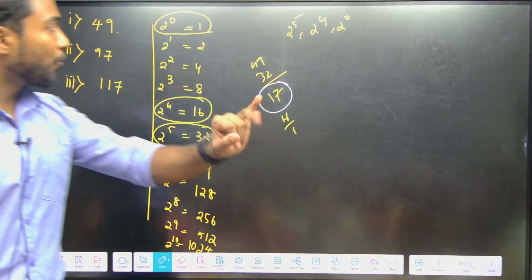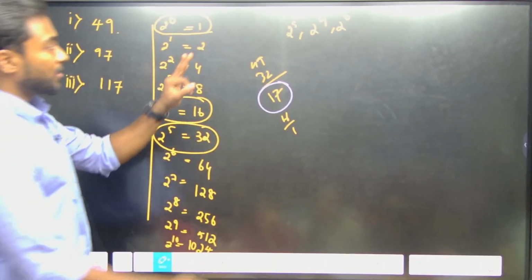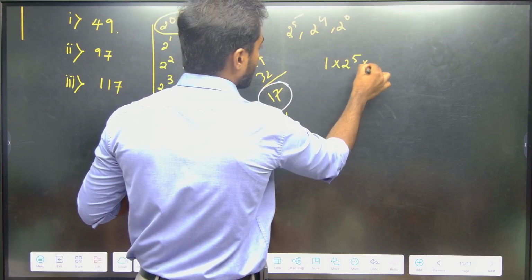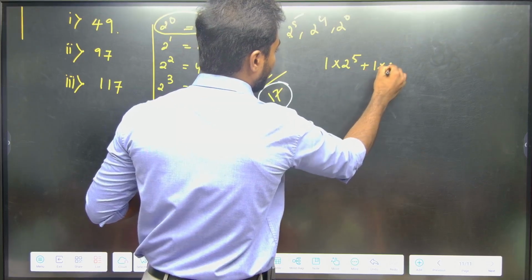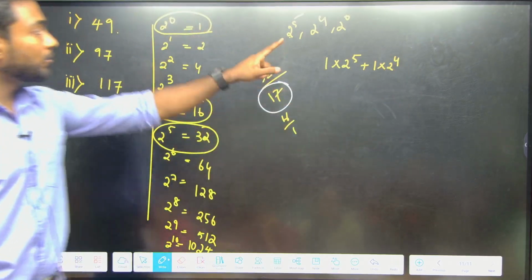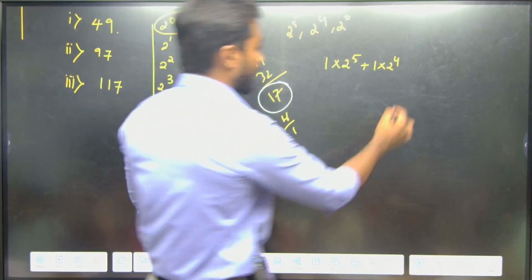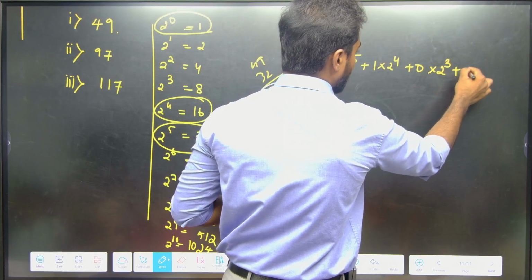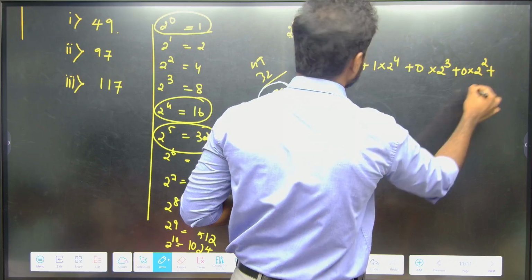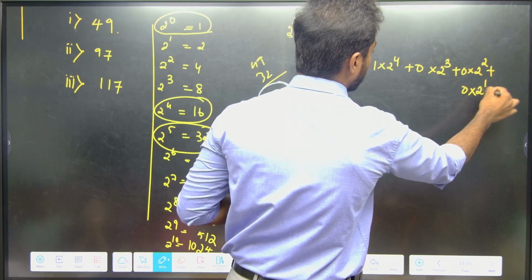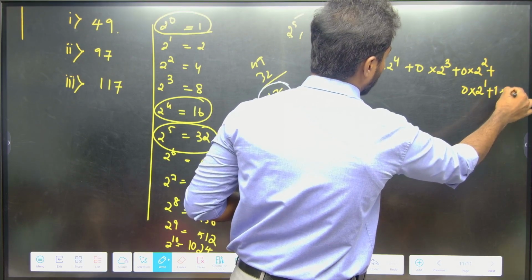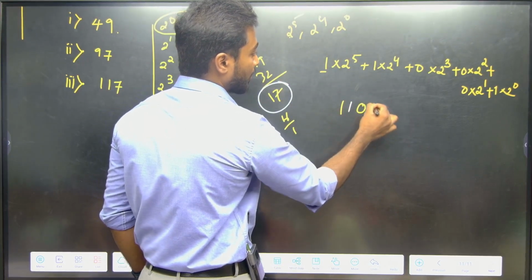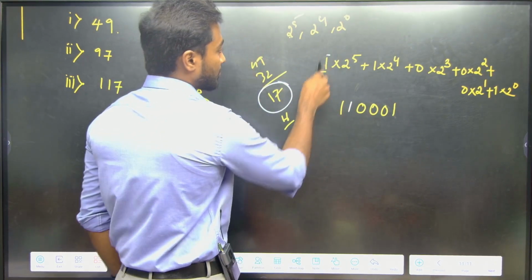So 5 I have, 4 I have and 0 I have. For 5 I will write 1 into 2 power 5. For 4 also it is plus 1 into 2 power 4. 2 power 3 is not there, so for that I will take it as 0. 0 into 2 power 3 plus 0 into 2 power 2 plus 0 into 2 power 1 plus 1 into 2 power 0. So 1, 1, 0, 0, 0, 1. These values I need to write.